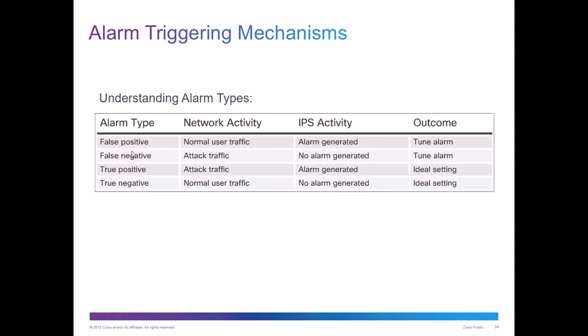False positive means there was normal traffic going through, but the IPS thought it was an attack and it stopped it, or an alarm was generated. False negative means there was an attack and the IPS didn't notice it, let it through. So that's no good. So you have to fine tune when you have those false positives and false negatives in the very beginning of implementing your IPSs. You're going to get a lot of those, so you have to fine tune till you're all okay.